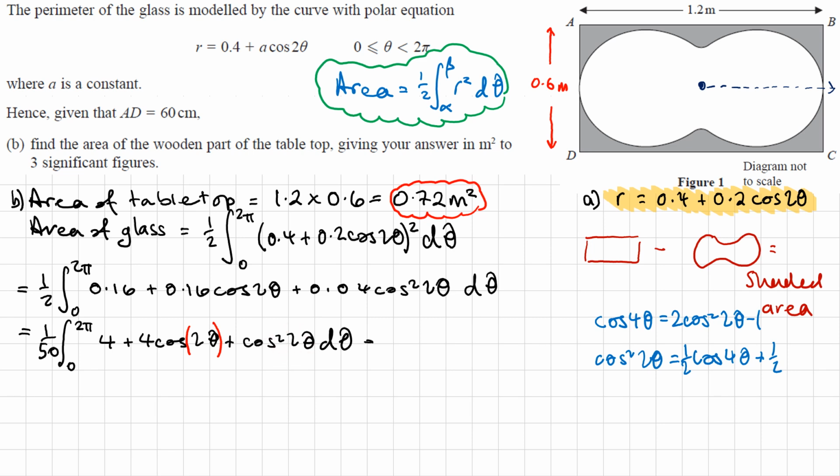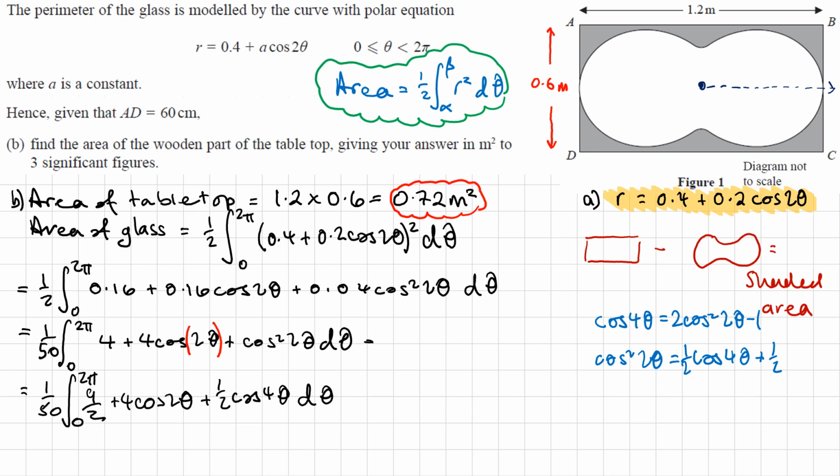So let's write that down. So 1 over 50, 0 to 2 pi, 4 plus 4 cos 2 theta, and then plus a half cos 4 theta plus a half d theta. So we can tidy this up a bit. I can take the half out as a factor. But before I do that, I'll put the 4 and the half together. So let's take out the half at the end, because I'm just going to add it to the 4 that's there. So I've got 4.5, which is 9 over 2.